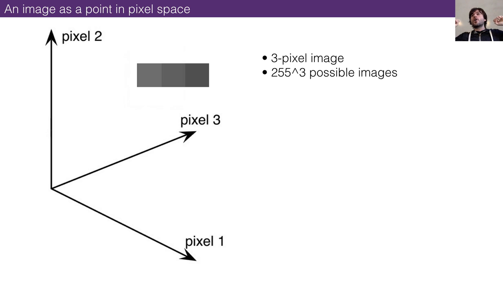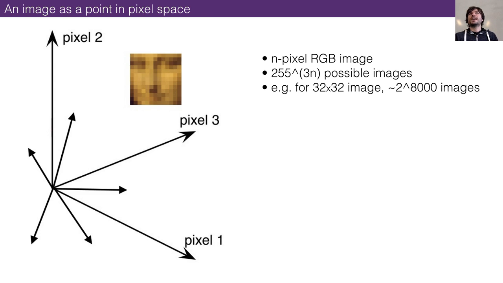Now, how many possible 3-pixel grayscale images are there? Well, it would be 255 times 255 times 255. That's 16 million. So there's 16 million possible 3-pixel images, which are grayscale in this case. That's the idea of thinking of images as a point inside of a space. Now, images of course don't usually have 3 grayscale pixels. They usually have many pixels, and so you can extrapolate this to any number of dimensions.